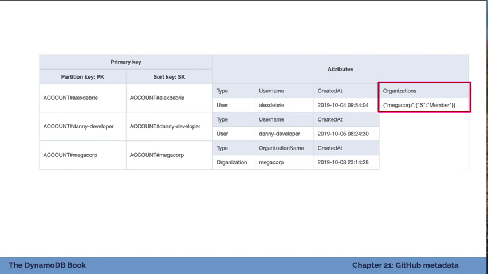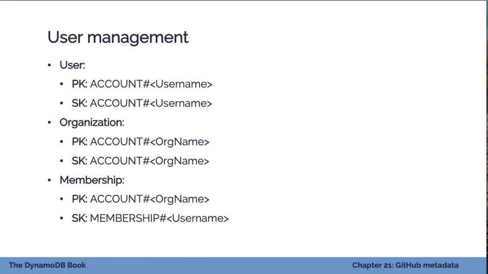Now, the nice thing about using this shallow duplication pattern is it basically chops off half of that many-to-many relationship that we don't need to worry about, and it turns the other side of it into a one-to-many relationship that we know how to handle. We've done it a lot of times before. So now what we'll do is we'll just add a membership item there. So we've got our user, we've got our organization. Additionally, we're adding this membership item where the PK is going to be ACCOUNT#organization name, and then the SK is going to be MEMBERSHIP#username. So every time a user is added to an organization, we'll create this membership item to record that.